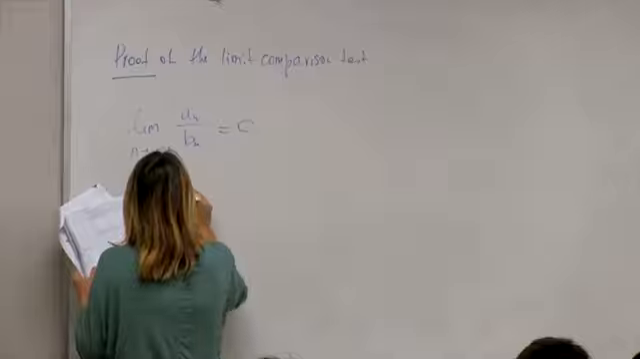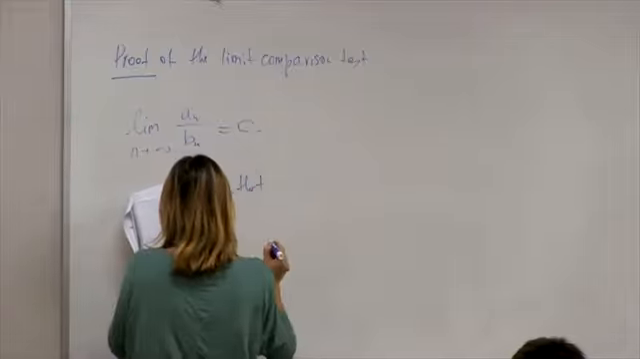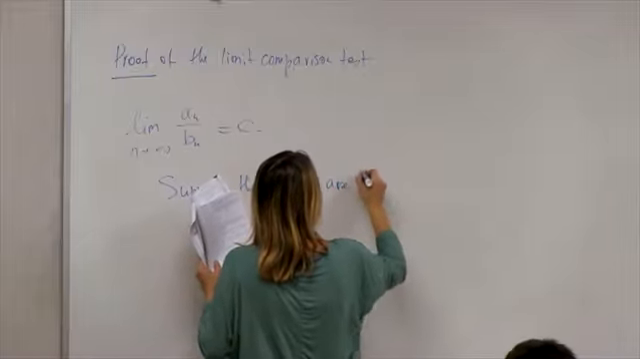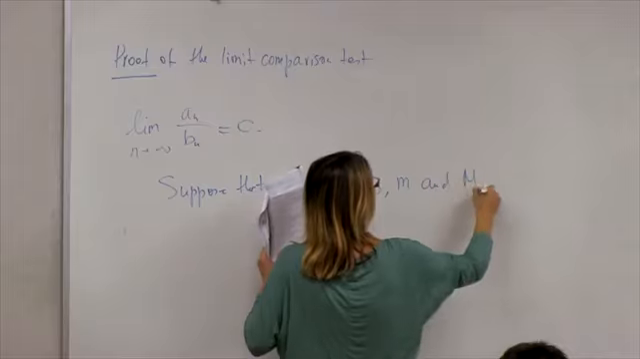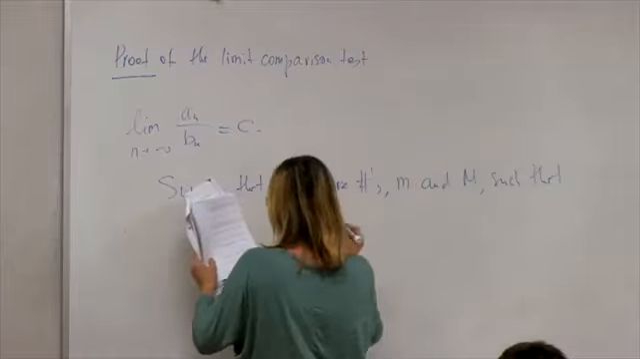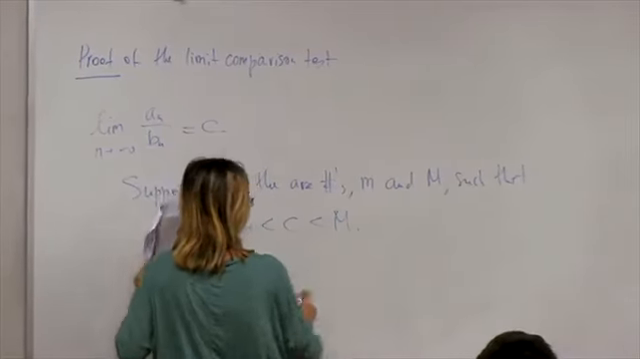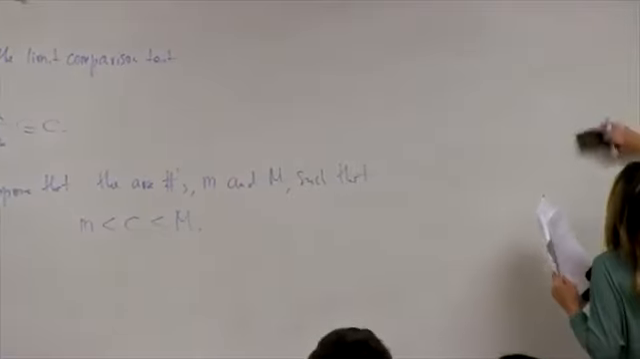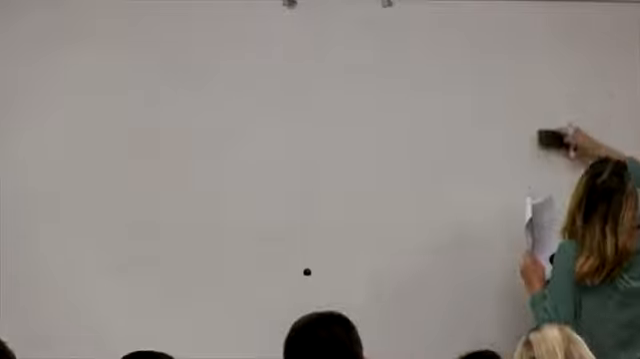So suppose that there are numbers m and M such that m is less than c and that's less than M. We can always find a pair of numbers like this. Okay, not necessarily integer numbers, any numbers.